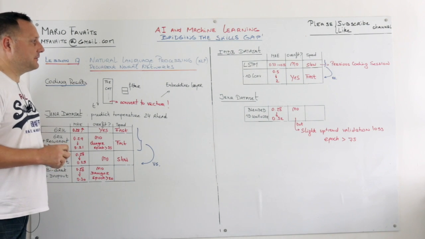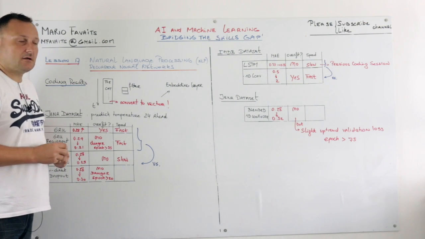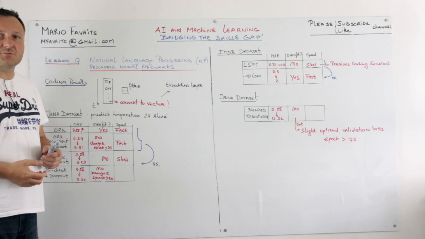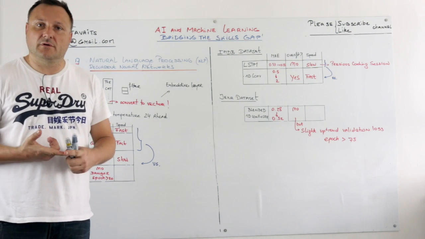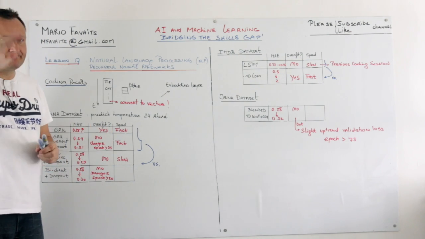Alright, so with this we finish the long chapter on natural language processing and recurrent neural networks. See you next time.